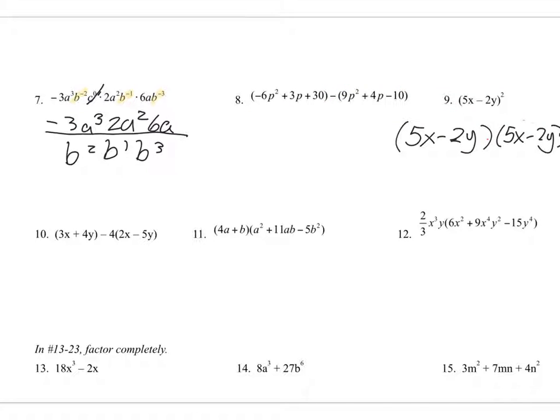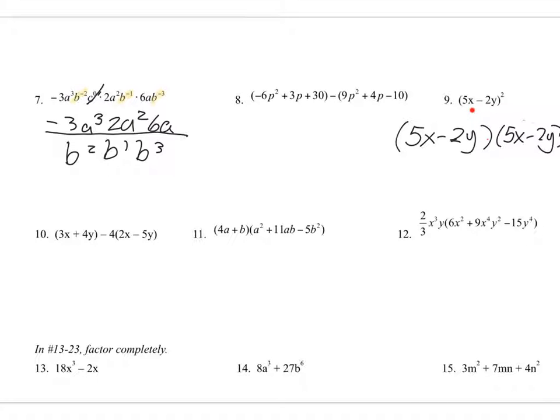For this one right here, 5x minus 2y to the 2nd power. Students forget you have to write this expression twice. Then you can use the box method or FOIL or the distributive property twice, but this is how you set these problems up.